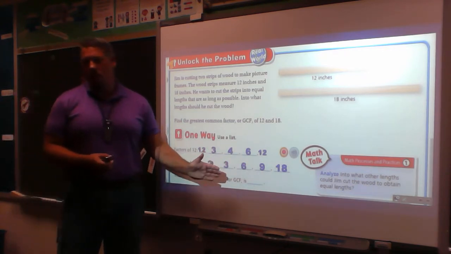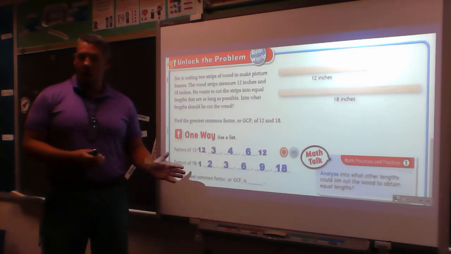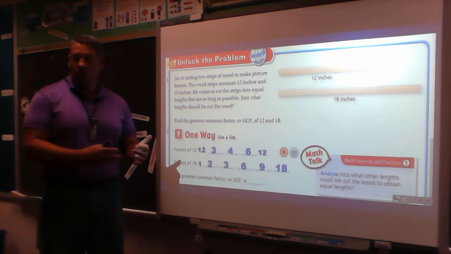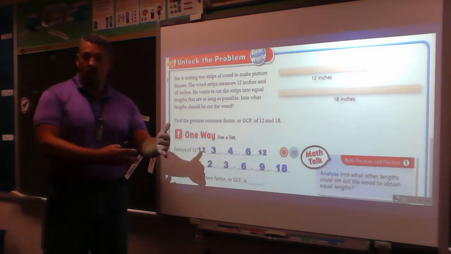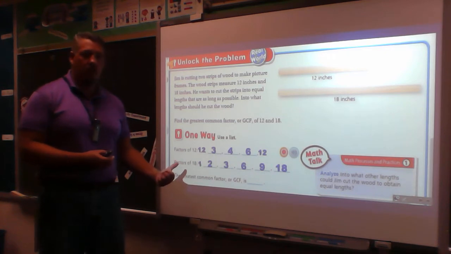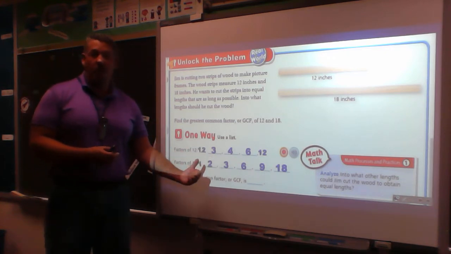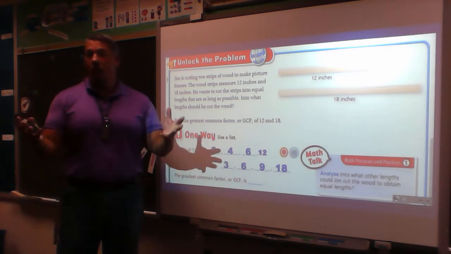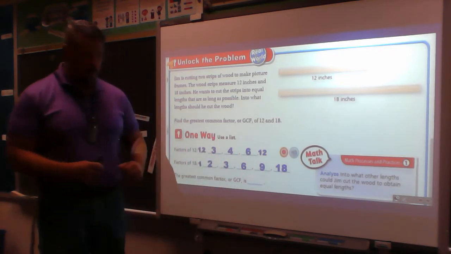Now, I know that's all there is because that's the spaces that are there, but I would keep going and asking that question, does it go into it, until I get to a number that's already there. So after 3, I'd have 4. Well, 4 doesn't go into 18. 5 doesn't go into 18. 6, yeah, it's already there. So I have all of my factors of 18.